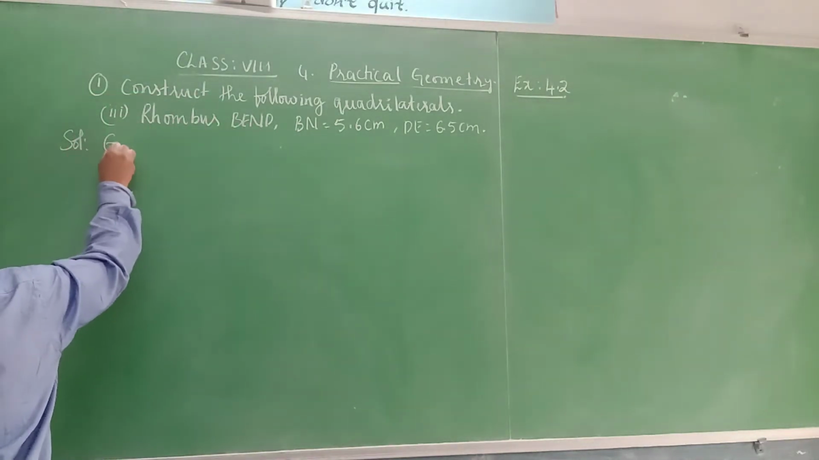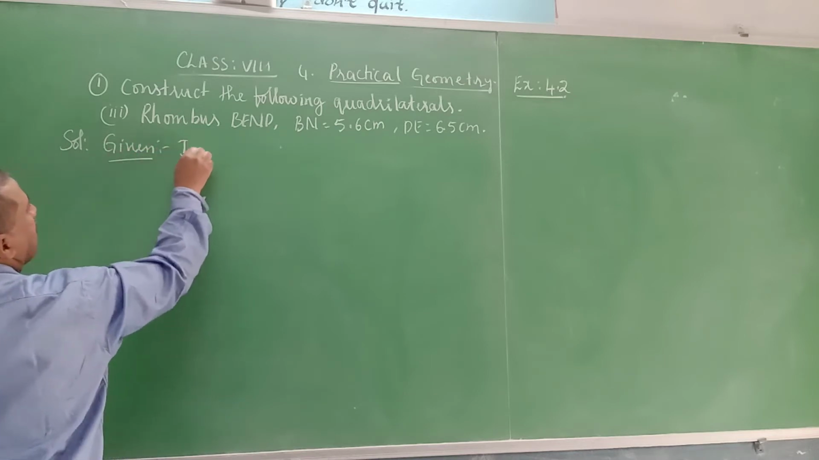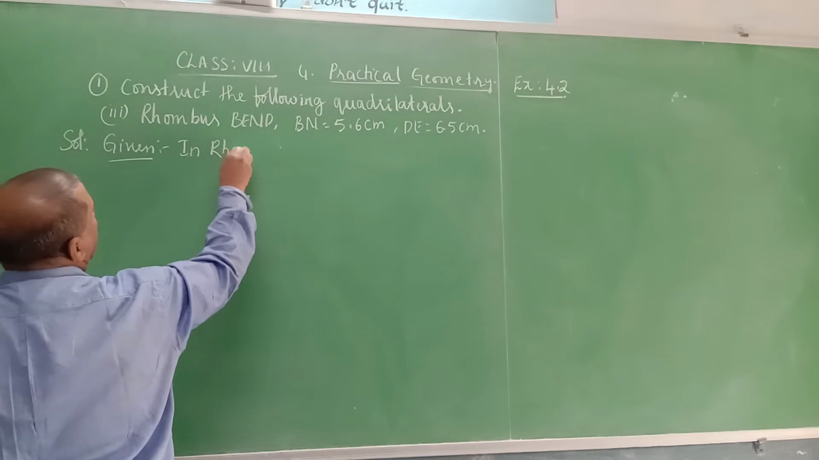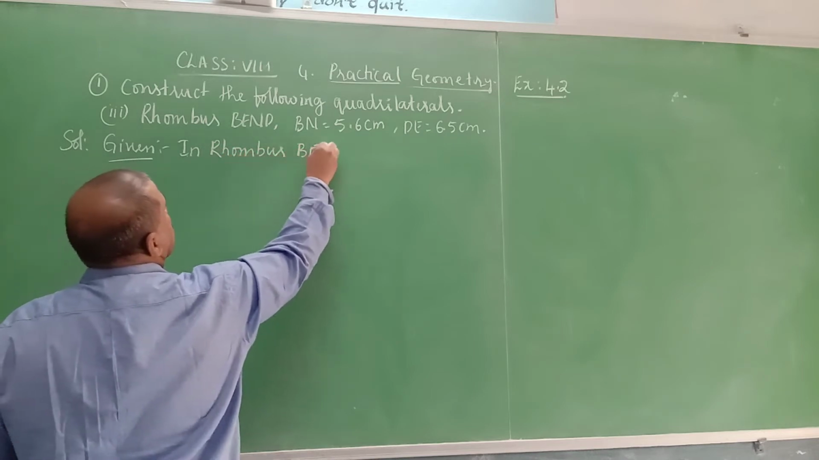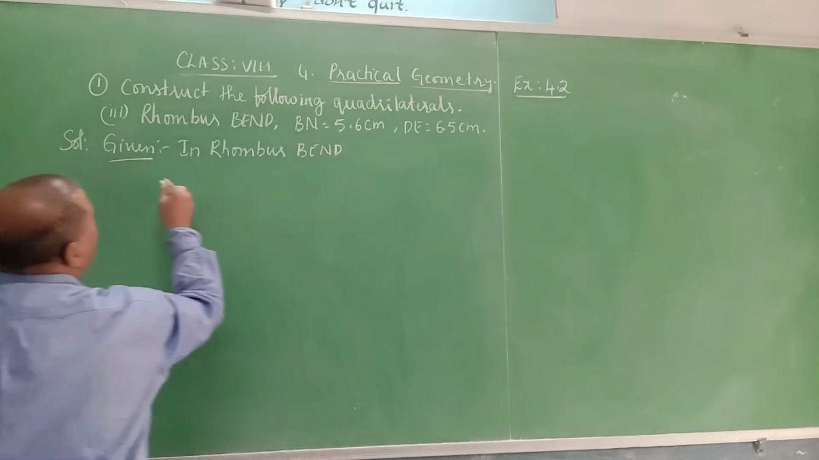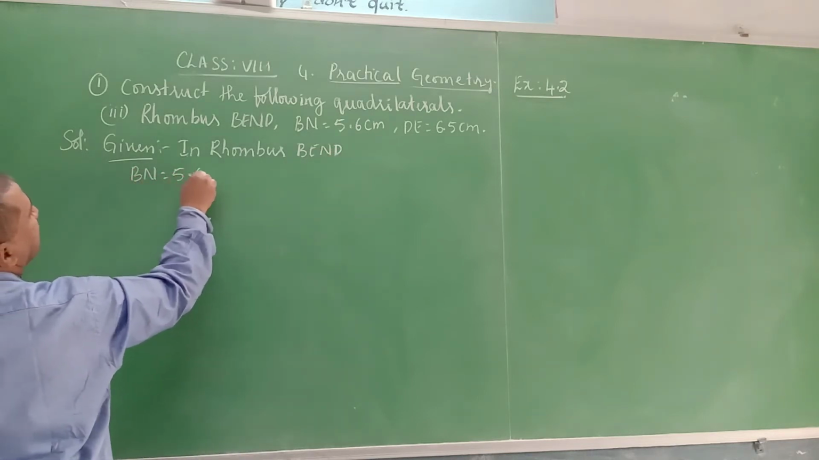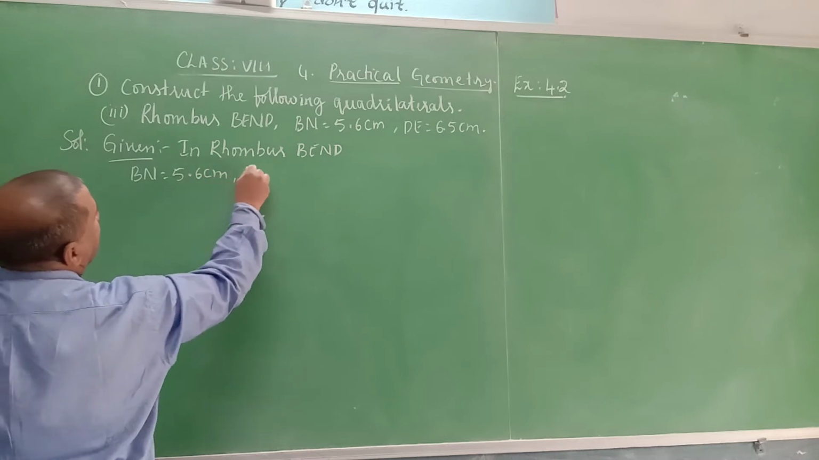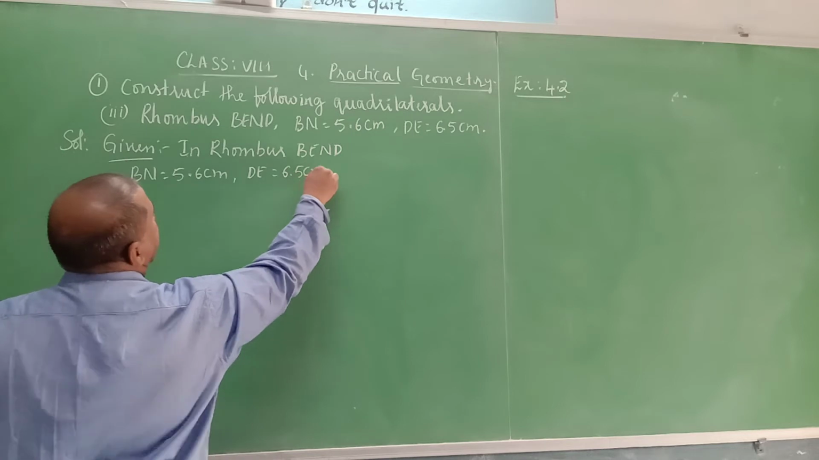Given rhombus BEND. The given data: BN, one diagonal, is equal to 5.6 centimeters. The other diagonal is 6.5 centimeters.